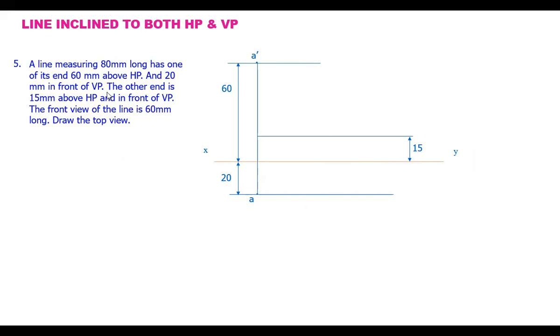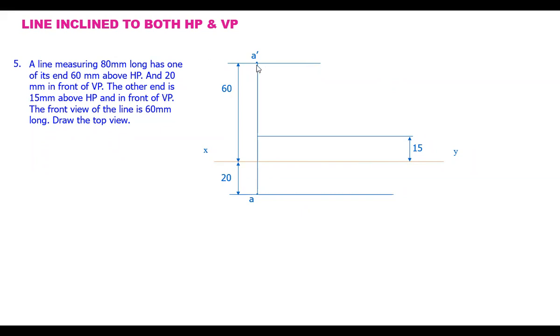Now, coming to this data, we have two values: 80 mm true length, and 60 mm in the front view, right? Its front view length is 60 mm. How to make use of it?